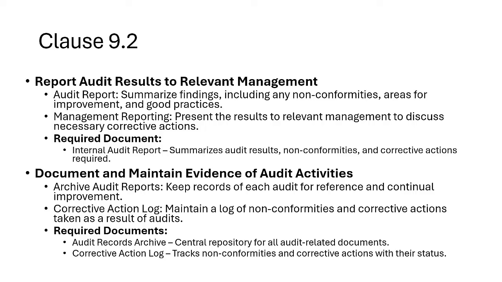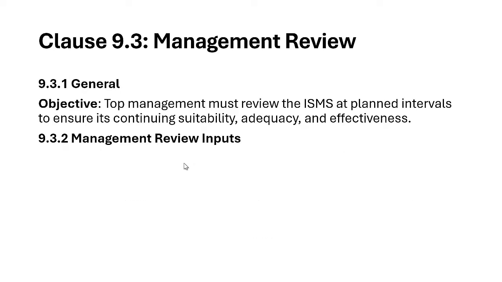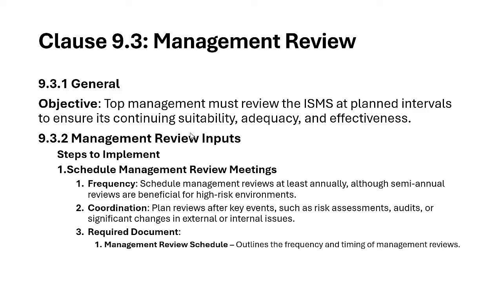Now, next is 9.3, which is called management review. Top management will review the ISMS at planned intervals. We need minutes of meeting for that. Why? Because they want to check suitability and adequacy. For management review inputs, we schedule the management review meetings. The frequency can be set at least annually, or semi-annually. Second, coordination is required, where we talk about the implementations and all that. We also plan a review after key events like risk assessments, audits and everything. The required document is the management review schedule, which outlines the frequency and timing of management review.